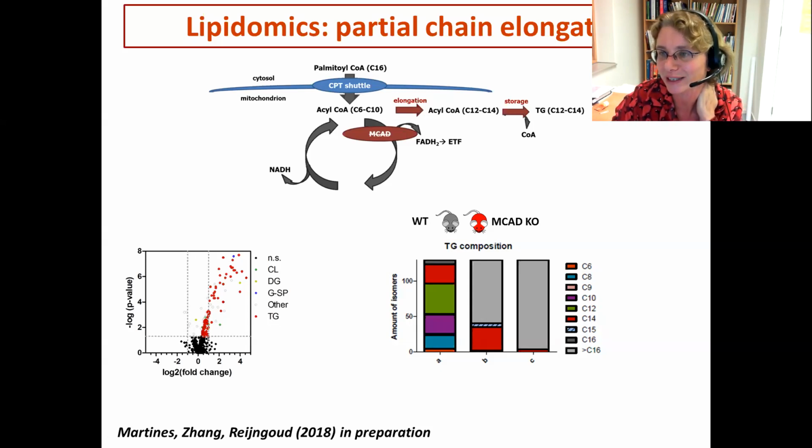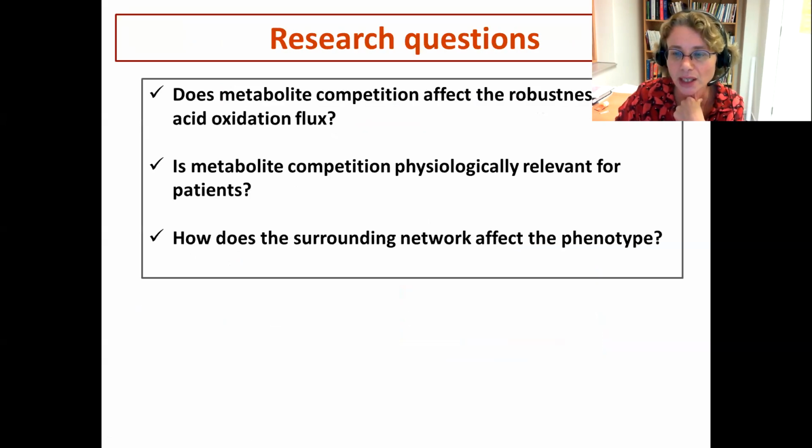This is how we interpret this, not necessarily as a problem in itself. Like you would think, triglycerides, I don't like to see them in my liver, but it's much better, of course, than a shortage of coenzyme A. So this is some first glimpse on how the surrounding networks affect our phenotype.